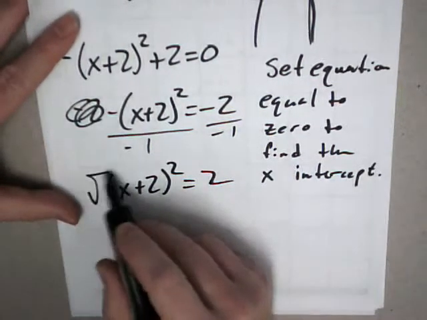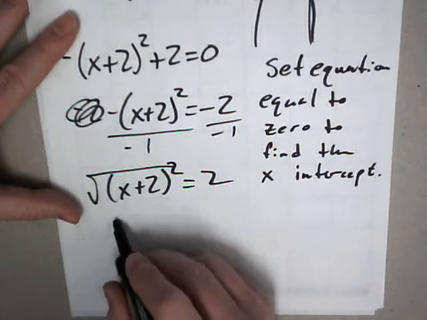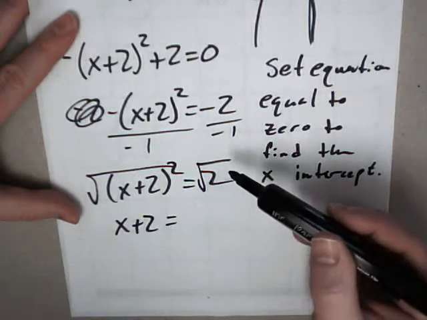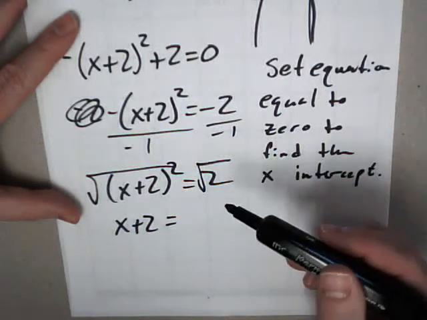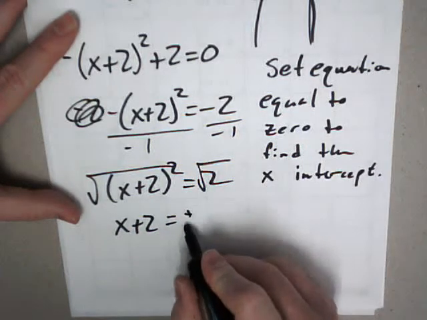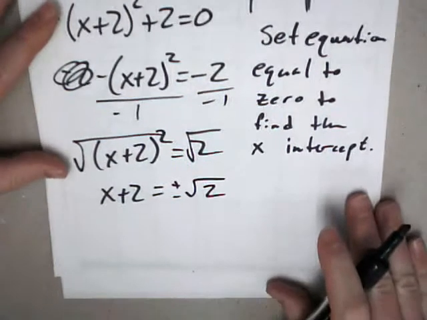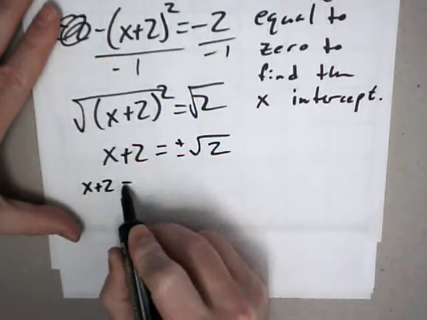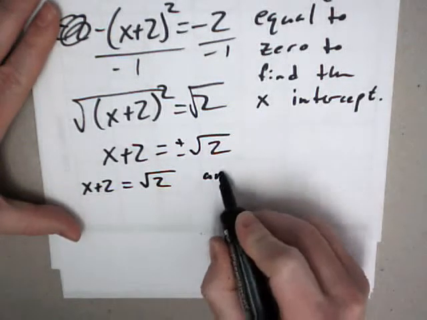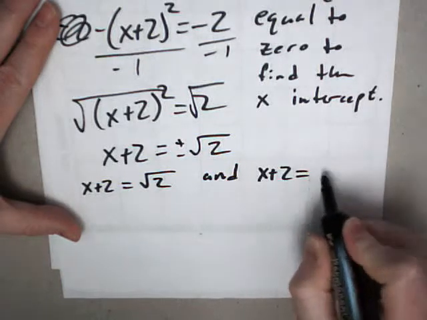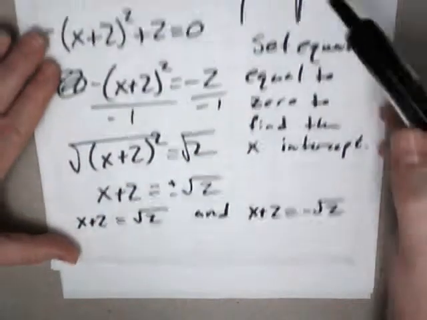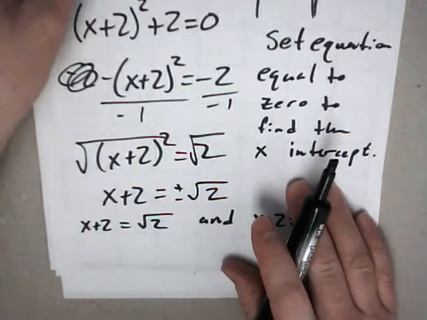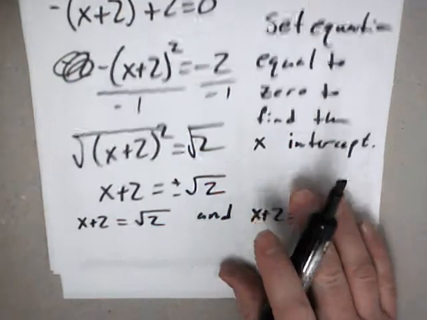Now you take the square root to get rid of the power of 2. You take the square root of this side. You have to take the square root, and your answer is always positive and negative. So plus minus the square root of 2. What that means is that you have 2 equations in one. x plus 2 equals positive square root of 2, and x plus 2 equals the negative square root of 2, because there are 2 intercepts. So you get 2 answers, and that's what plus minus means.